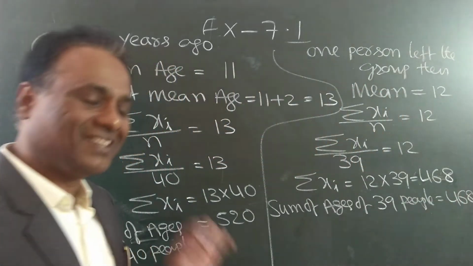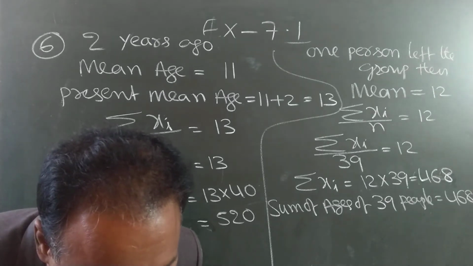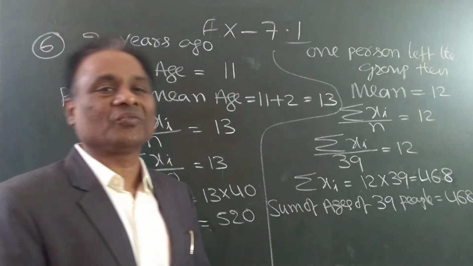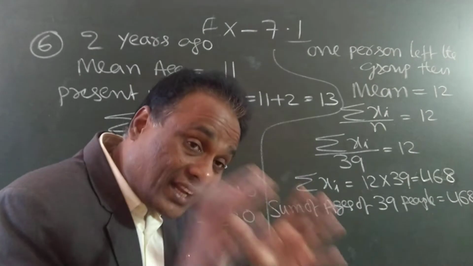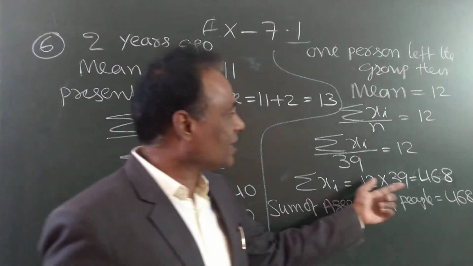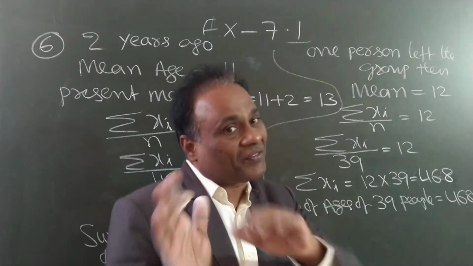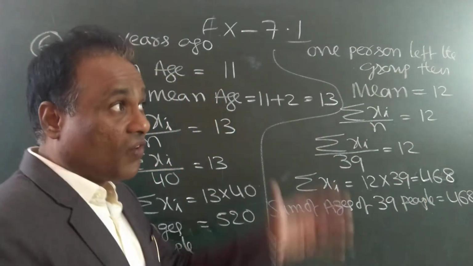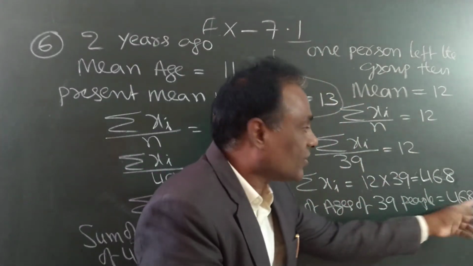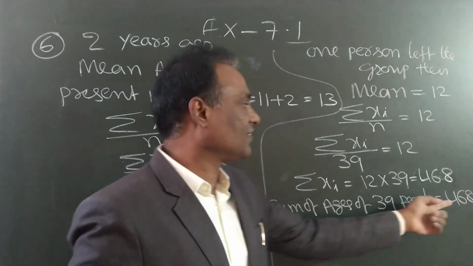468. Now the question is, what is the age of the person who left the group? What is the age of the person who left the group? 40 people, sum of all ages of 40 people is 520, 39 people is 468. So 520 minus 468, that is the age of the person who left. 40 people if we add, we are getting 520. 39 people we are adding 468. What is that 40th person who left the group? So this minus this, that is the answer.